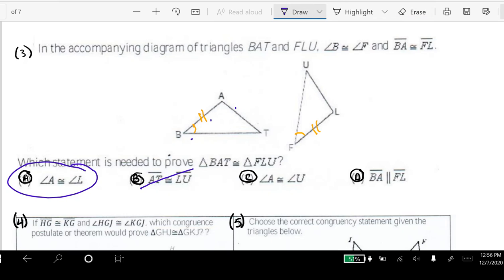The next one would be angle A is congruent to angle U. And some of you might think that would work, but the reason this is not going to work is because this would be ASA and this would be angle, angle, side. So those would not be the same method. So therefore that would not work for C either. And then the parallel lines would be ridiculous. So the answer is A.